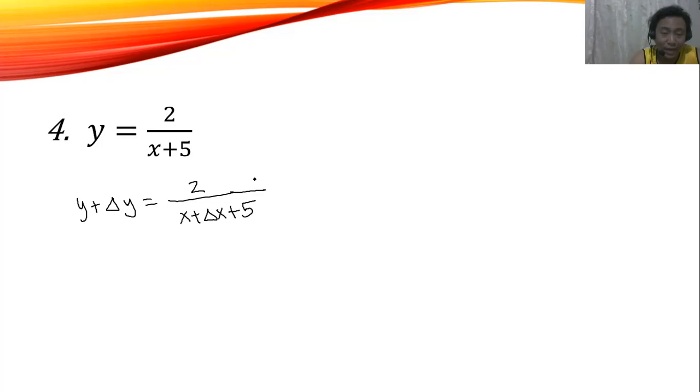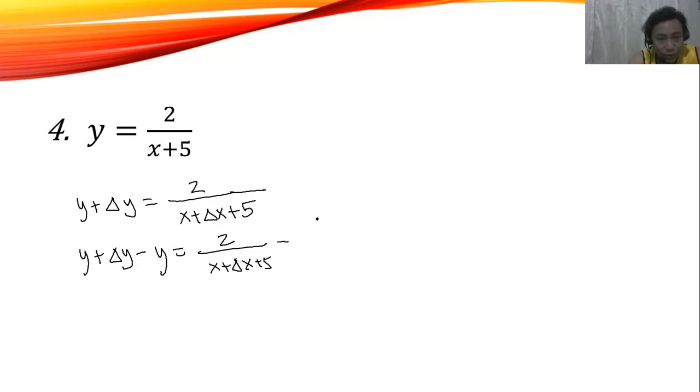So now the second step is to subtract both the sides of the equation with the given equation. So we have y plus delta y minus y. Sa nanggaling tong y, ito i-minus natin yan. Is equal to 2 over x plus delta x plus 5 minus 2 over x plus 5. So we subtracted this. So now y and the negative y. So therefore we have delta y is equal to 2.